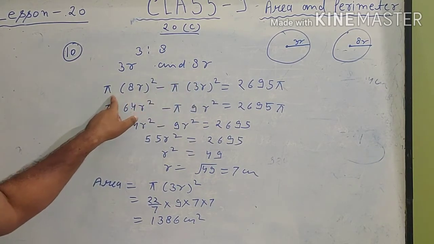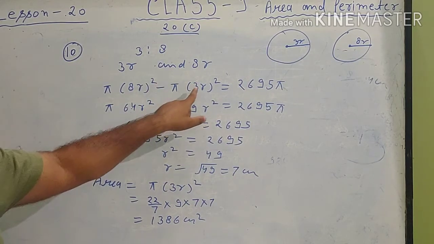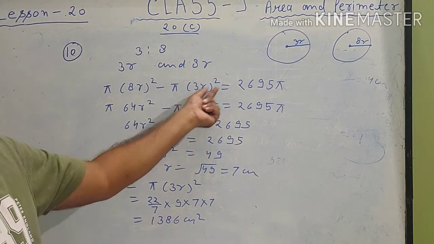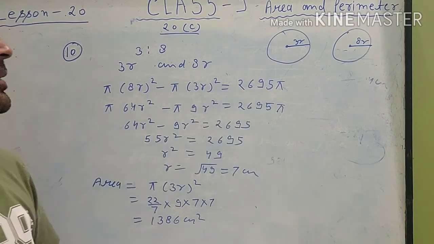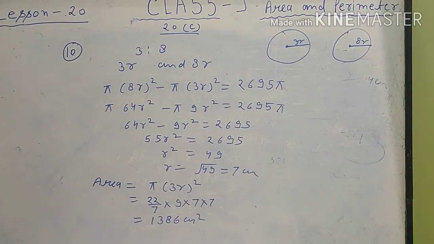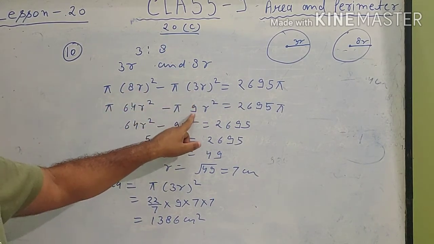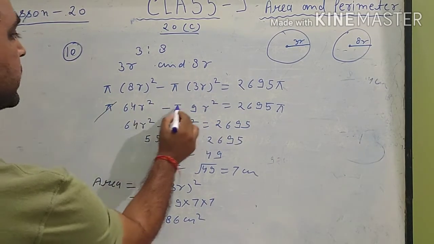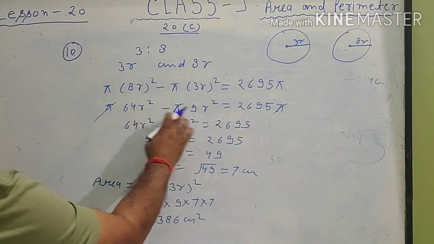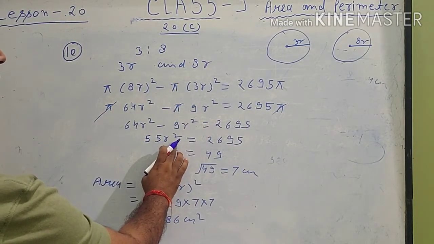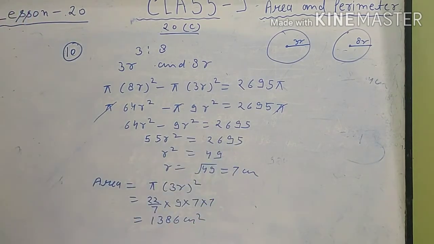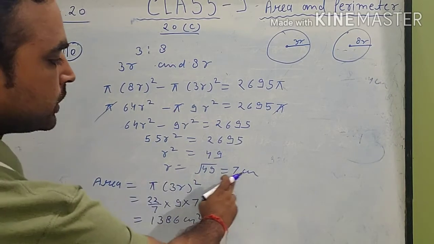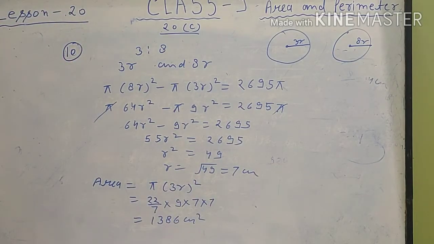So pi (8r) square minus pi (3r) square, the radius of the small circle being 3r. The difference is given as 2695. Pi into 64 r square minus 9 r square. Now take pi common and cancel it. 64 minus 9 is 55 r square, equal to 2695, divided by 55, so r square is equal to 49. r is equal to the square root of 49, which is 7 centimeter. So r is 7 centimeter.